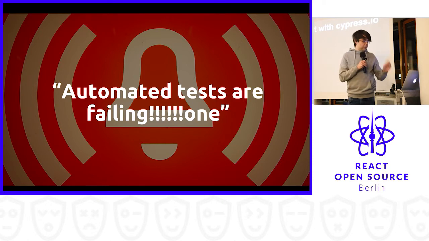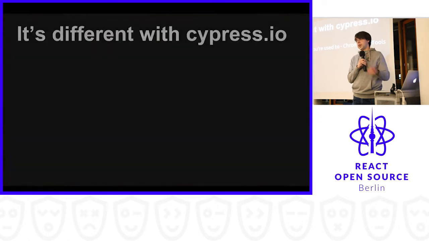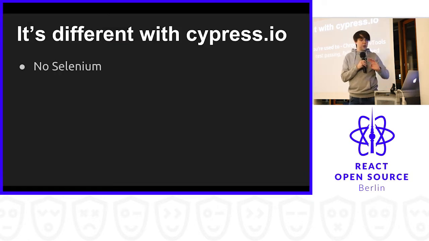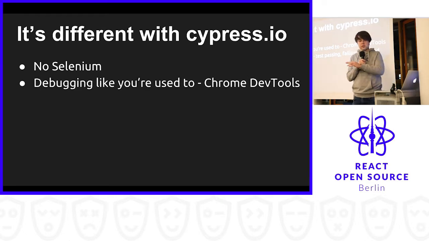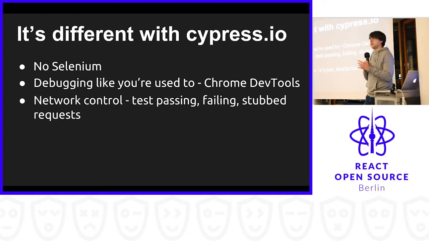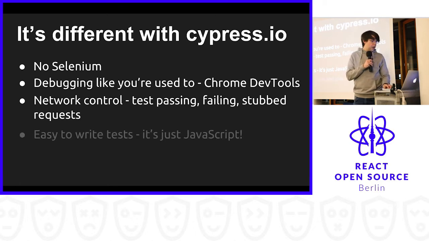There's no Selenium, so this is a huge benefit. You can debug like you are used to, using Chrome DevTools. You have complete control over your network, so you can test passing requests. You can test failing requests or stub requests, and it's easy to write. It's just JavaScript. So, of course, if you want, you can learn Python. Python is an incredible language, but you don't have to.